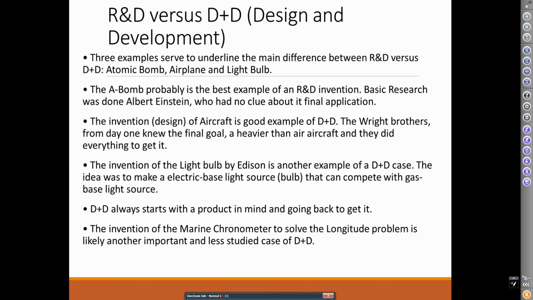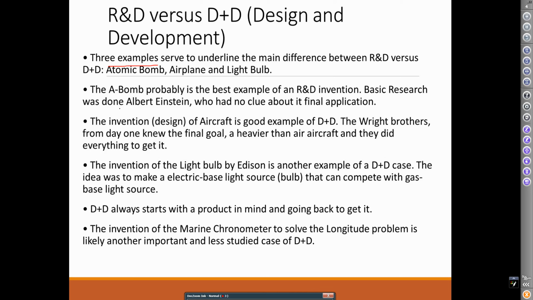So what about R&D versus D&D? If we recognize the research and development concept as the design and development, here you can find different examples. What happens if we recognize our research and development as the design and development? So here the three major famous examples serve to underline the main difference between the R&D and D&D: atomic bomb, aeroplane, and light bulb. Let's discuss step by step each of these examples.